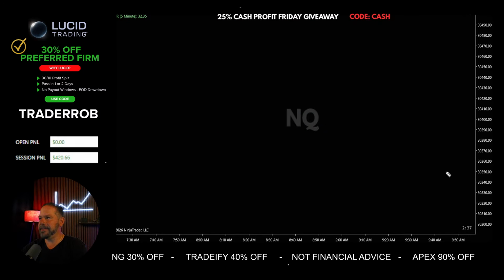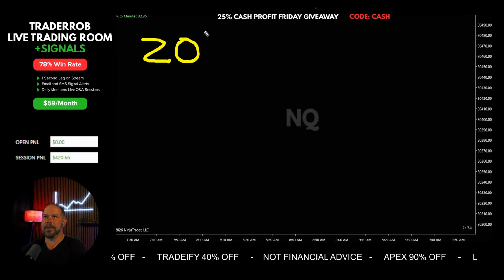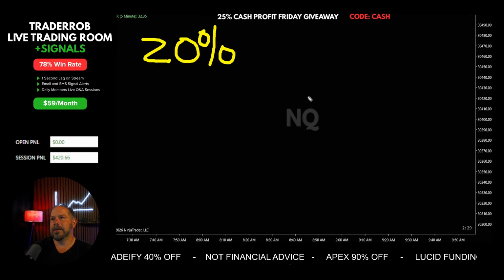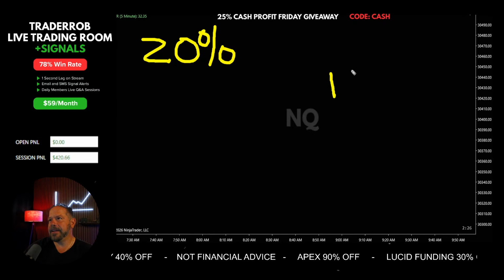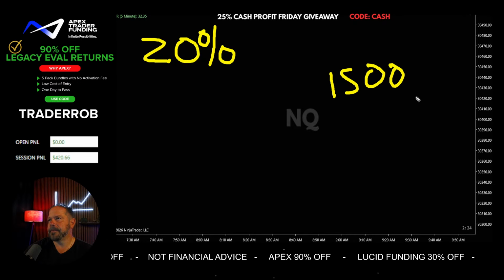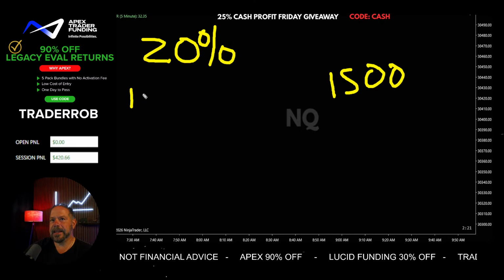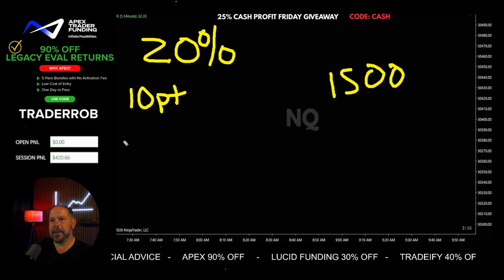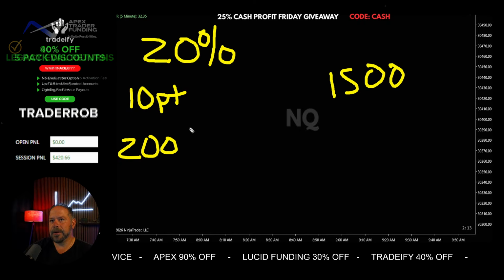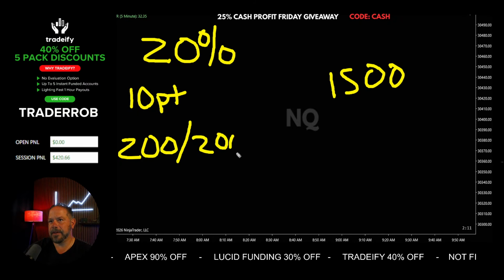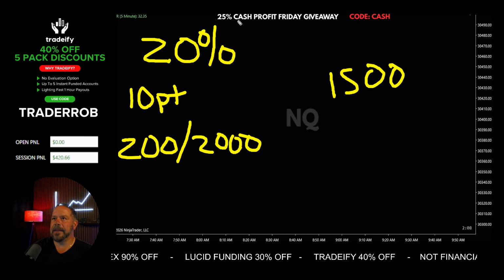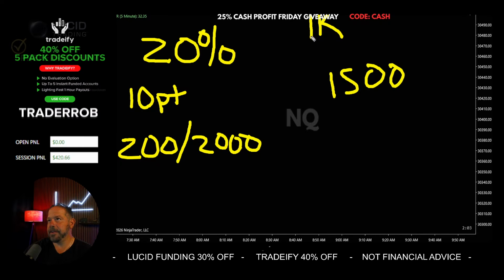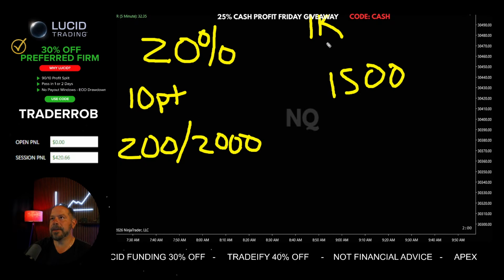how do we get past this 20% consistency rule that everybody's always bitching about? So we need to make $1,500, right? Let's just say your average trade on the NQ is 10 points. You've got a $200 risk, a $200 take profit. On this 25K account, you only have $1,000 of drawdown. So much less than your 50K, but stick with me here for a second.